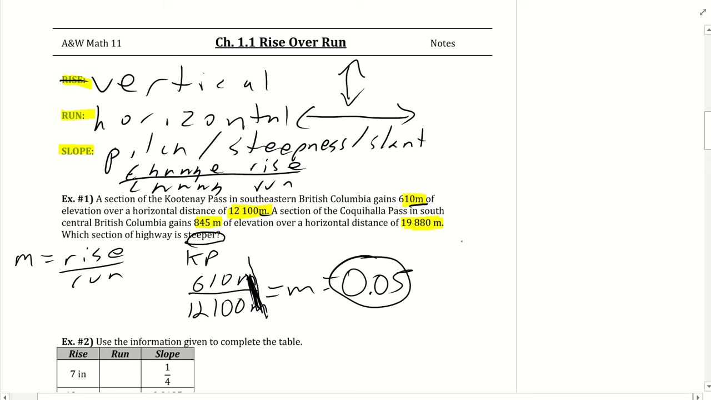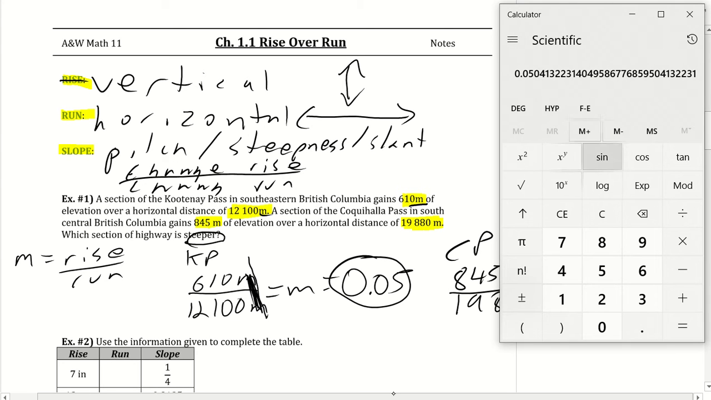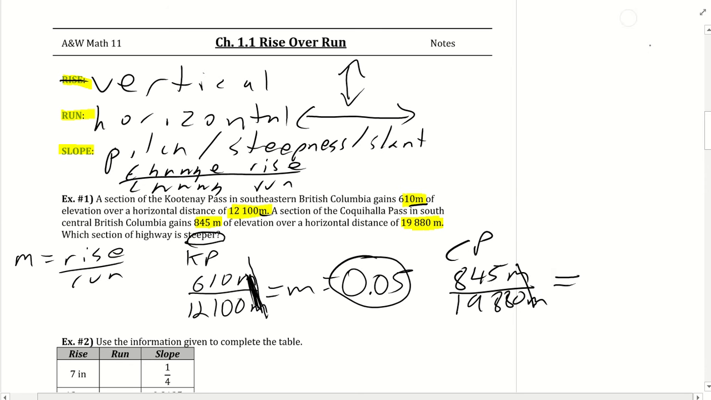When we look at the Coquille Pass, we have 845 meters over 19,880 meters. Again, see the meters there would definitely divide into 1. I'm going to bring up my calculator, clear this, put in 845 and divide that by 19,880, and I'm going to get basically 0.04. So when we go back, thank you, Mr. Calculator, 0.04.